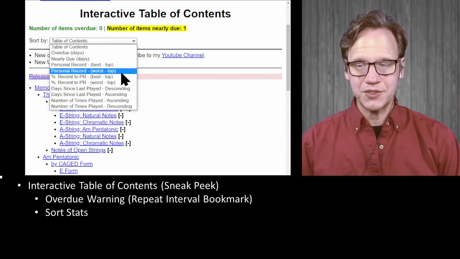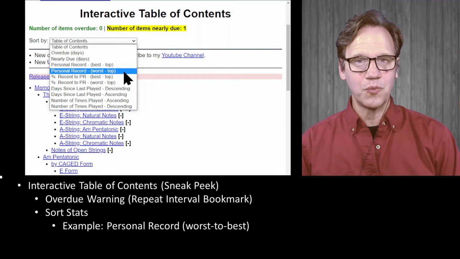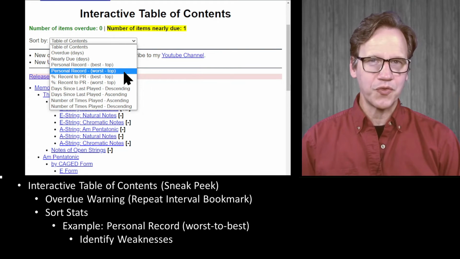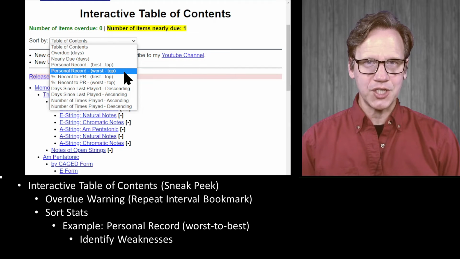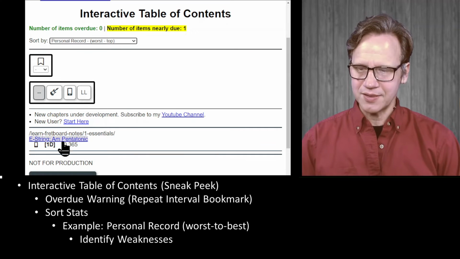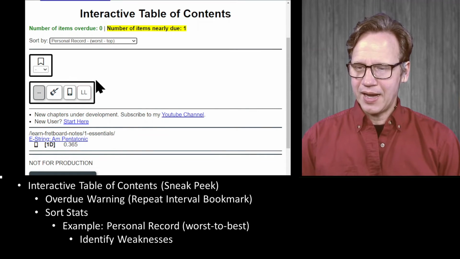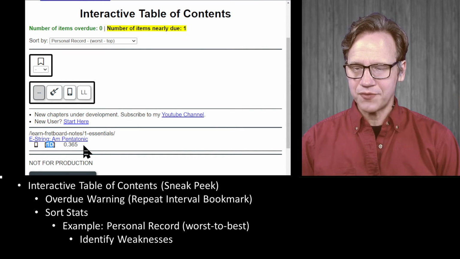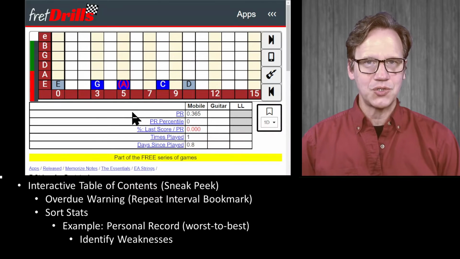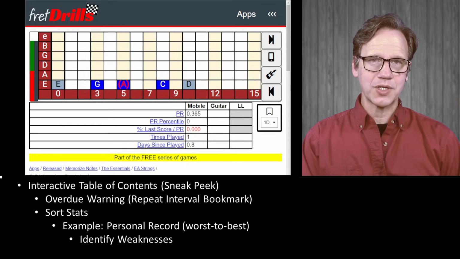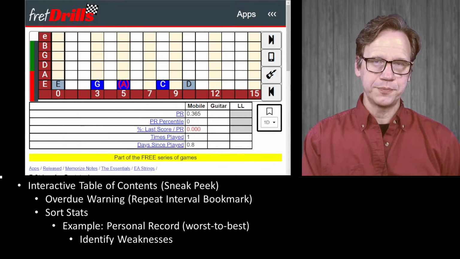One thing that I often do is sort my personal records from worst on the top to best. That gives you an idea of where you're underperforming and where you should focus more of your energy. I played 1 game previously, so I only have 1 game showing up here. But basically it shows you that it was a mobile game, the repeat interval bookmark was set for 1 day, and it gives you the link so you can jump right to the lesson page and go play it. There will be more on how the interactive table of contents works with sorting stats and stuff like that in a later video. All right, that was time trial mode of the mobile game.